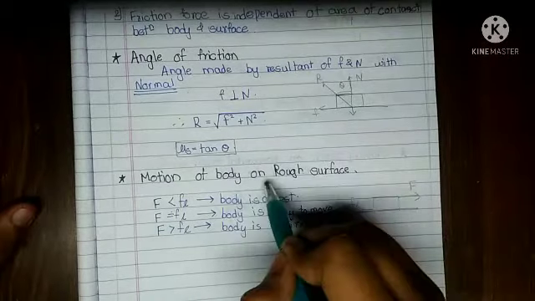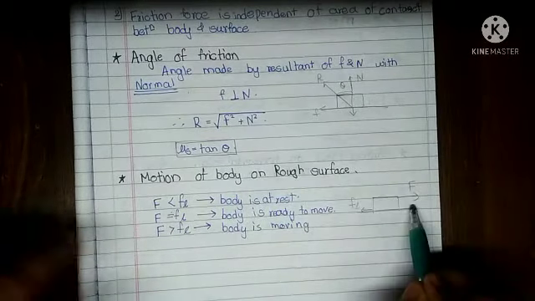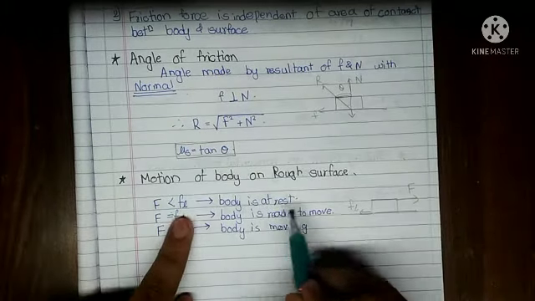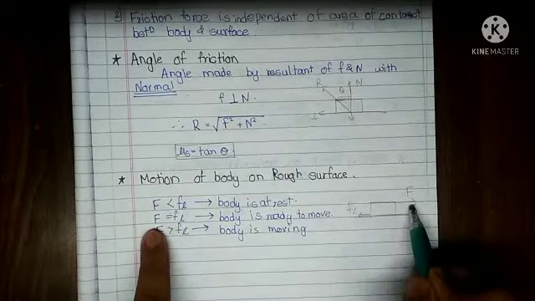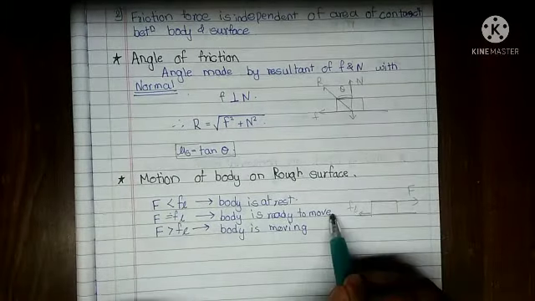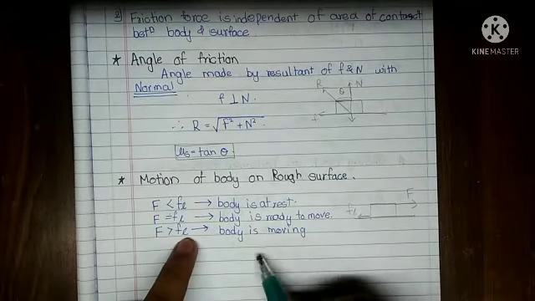Motion of body on rough surface. If applied force is smaller than limiting friction, then the body is at rest. If applied force is equal to limiting friction, then the body is ready to move. And if applied force is greater than limiting friction, then the body is moving.